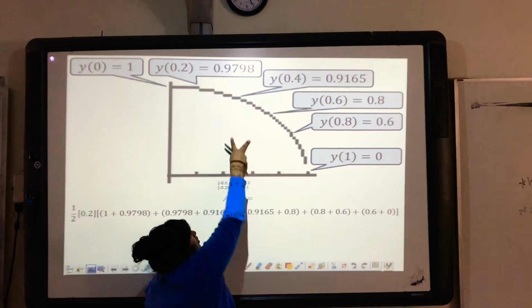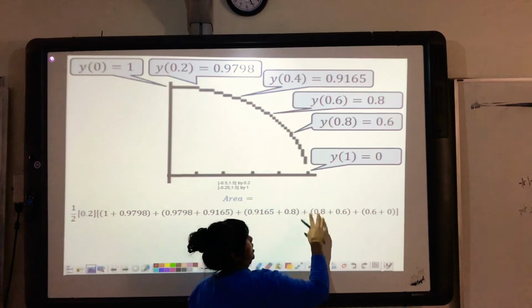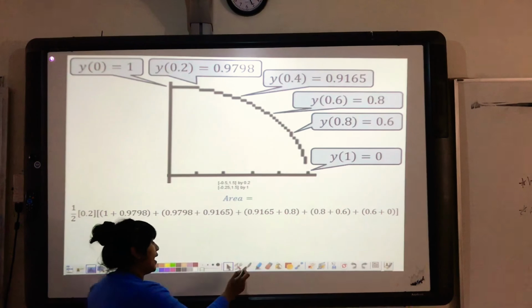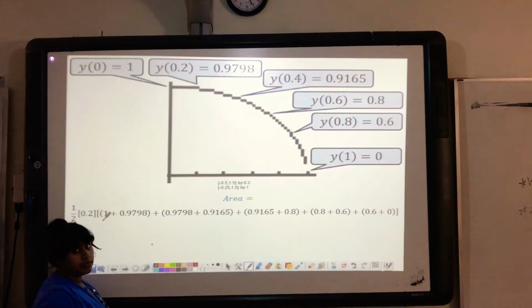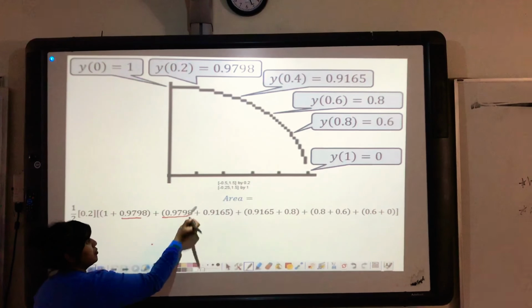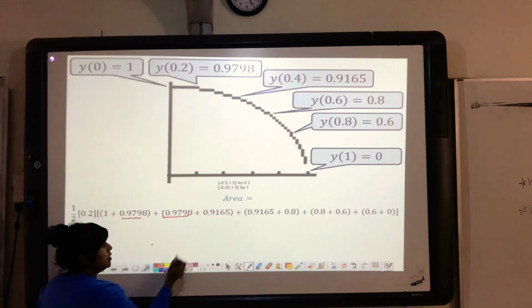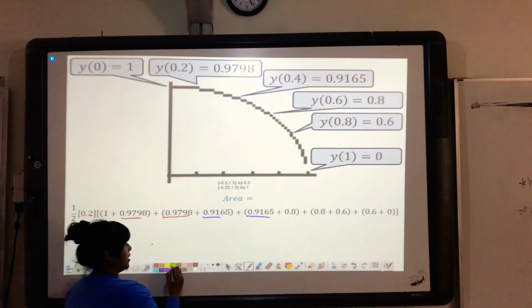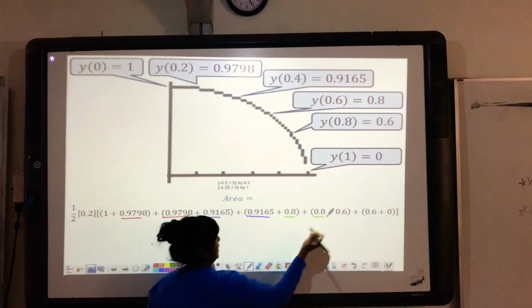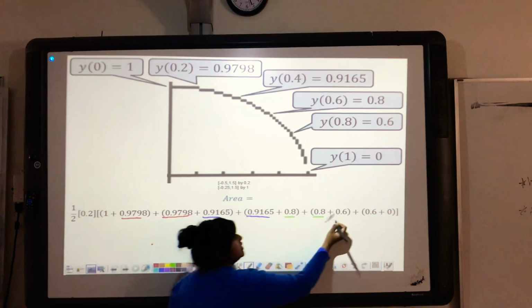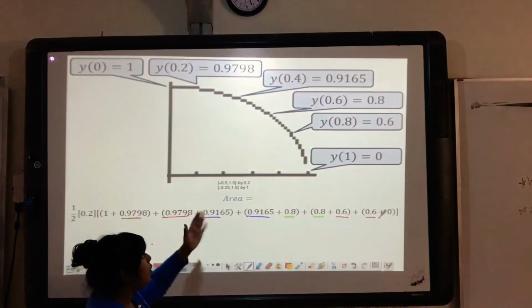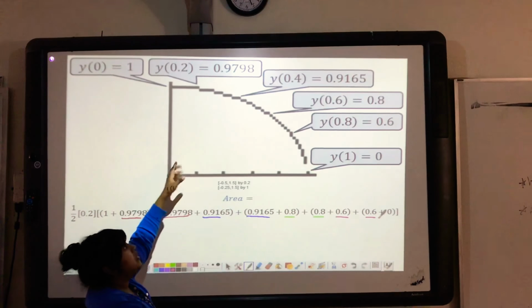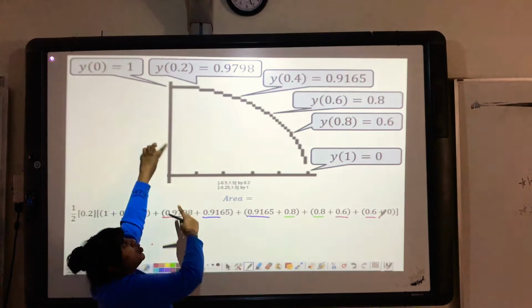Here are those values for trapezoid 3, trapezoid 4, and trapezoid 5. Well, what happens? Let's look at that. Okay, 1, do I see 1 anywhere else? No. But do I see these numbers? Did they repeat? Yes. Did these numbers repeat? Yes. Did these numbers repeat? Yes. And did these numbers repeat? Yes. But did my last number repeat? No. Well, why? Well, if you think about your trapezoids, this one shares no base with anybody.